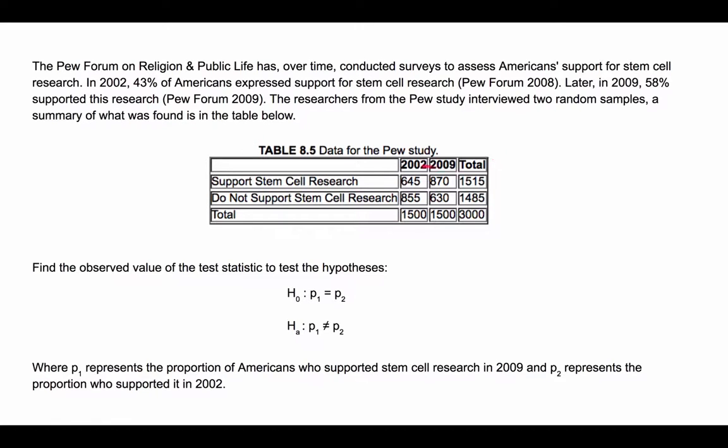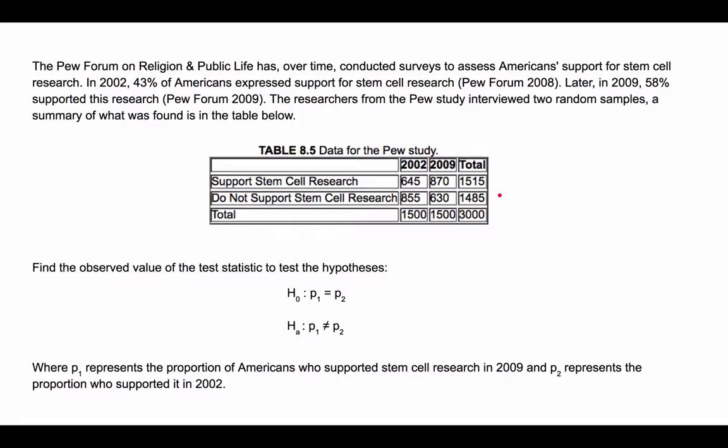In other words, in 2002, they interviewed 1,500 people, and they found that 645 of them supported stem cell research. In 2009, they interviewed 1,500 people, and they found that 870 supported stem cell research. So we have this two-way table, or just this type of table, that you've seen previously.